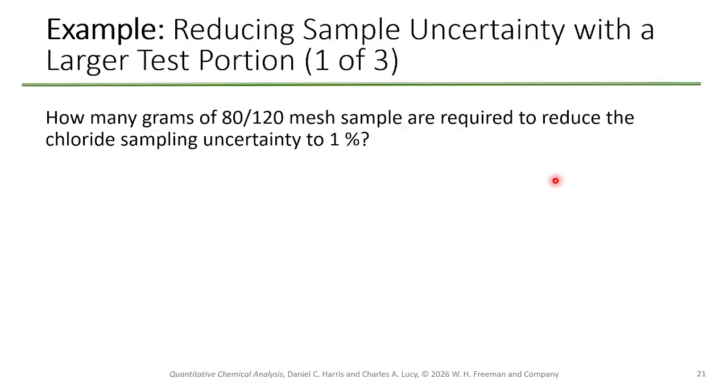So how many grams of 90 to 120 mesh sample are required to reduce the chloride sampling uncertainty to 1%?